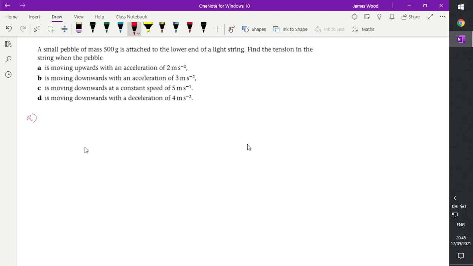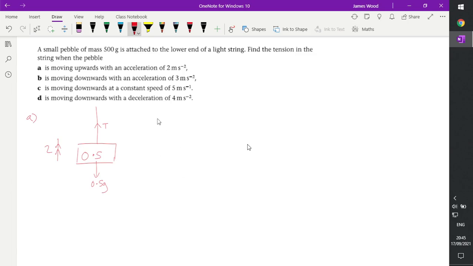So let's draw this diagram first. So we've got a small pebble of 500 grams, so I'm going to label that as 0.5 kilograms. And it's attached to a piece of string, okay? And there's a tension in the string. And it says it's moving upwards with an acceleration of 2 meters per second squared. So I'm going to label this like that. The force in the string is pulling it upwards. So there's a force here, T. The other force which is involved is going to be its weight. So that's 0.5g, or 0.5 times 9.8.